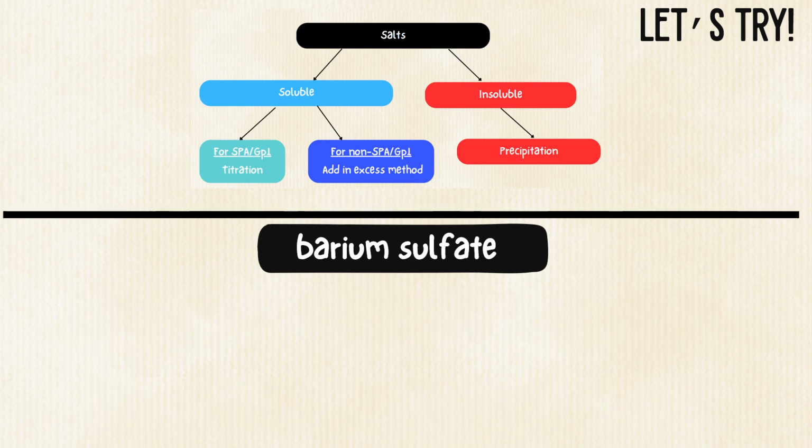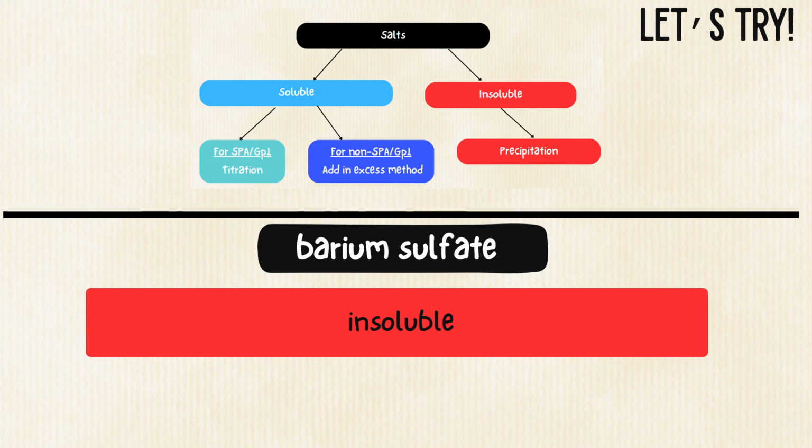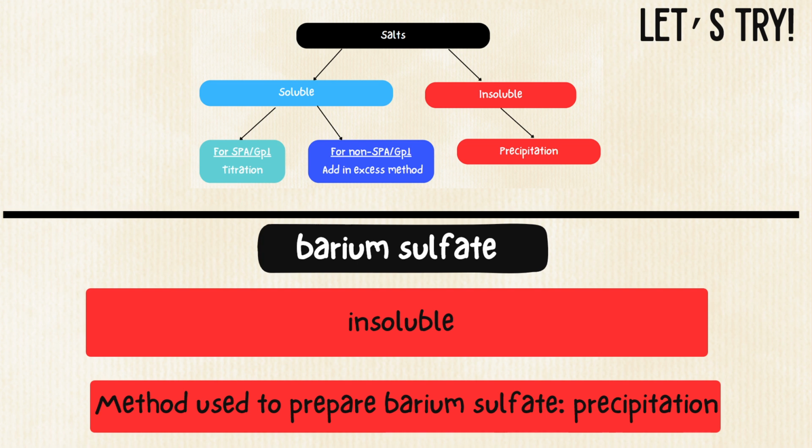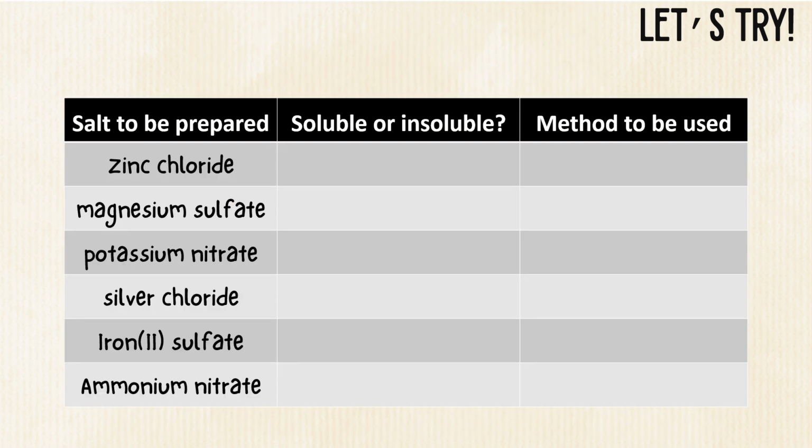Barium sulfate. Barium sulfate is an insoluble salt, so the method that we use to prepare barium sulfate would be precipitation reactions. Now let's try a few more examples. Please pause the video and try the questions before checking your answers.